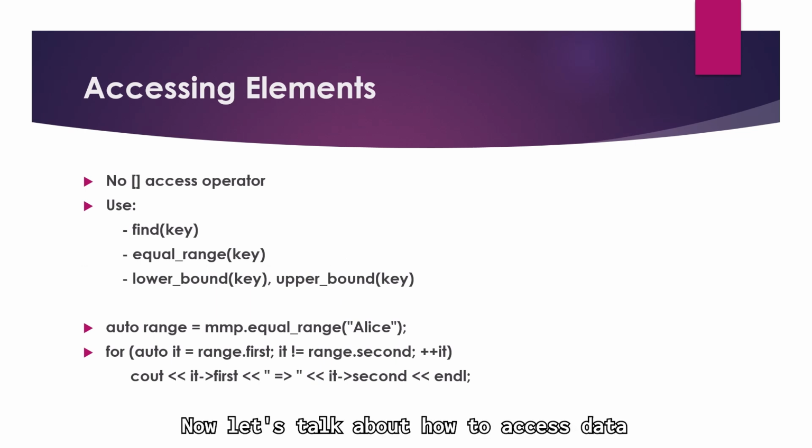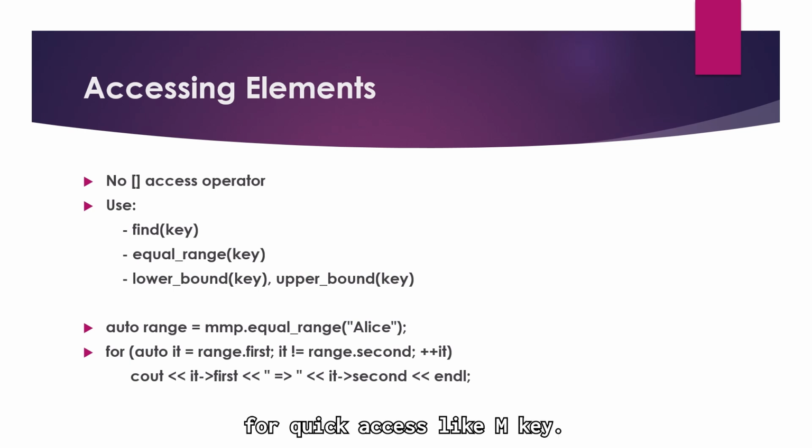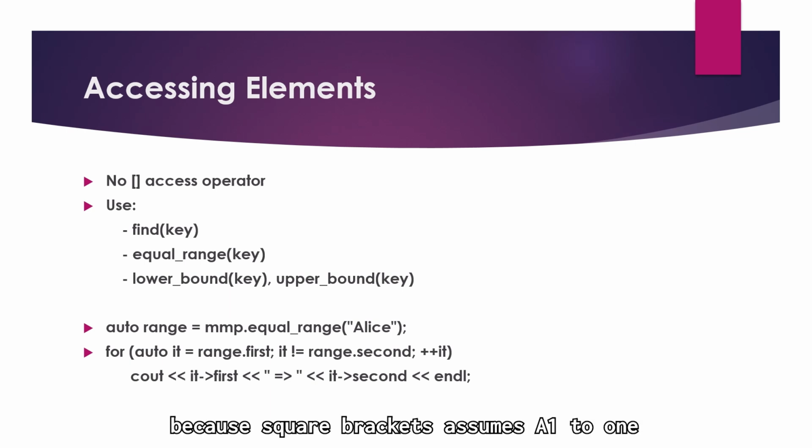Now let's talk about how to access data in a multimap. This is where things differ significantly from a map. A map allows you to use the square bracket operator for quick access like map[key], but a multimap does not support this because square brackets assume a one-to-one mapping of key to value. With multimaps, we might have multiple values per key, so it requires a different approach.